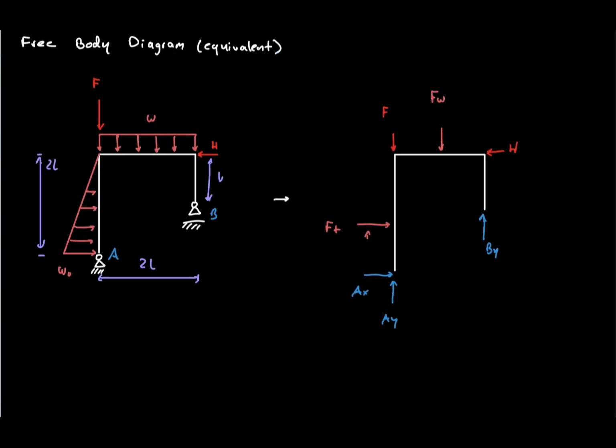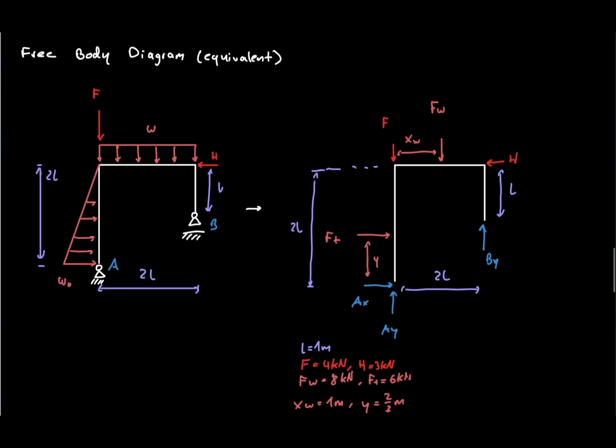Now we draw the clean free body diagram. The distributed loads are gone. Instead, we have only point forces and support reactions. The unknown reactions are AX, AY, and BY.